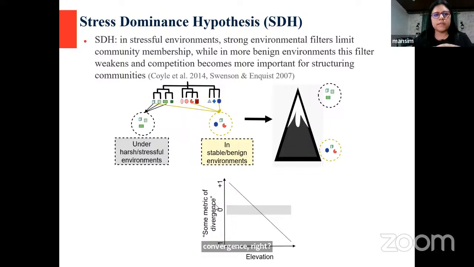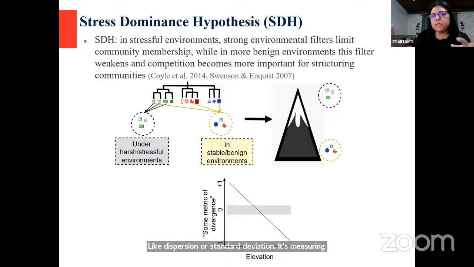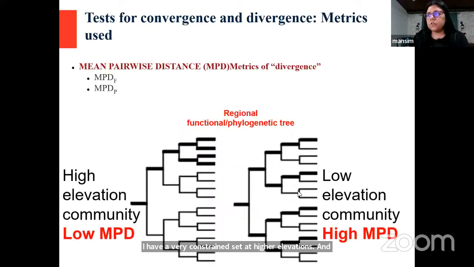And this metric essentially measures something like dispersion or standard deviation. It's measuring the spread of values. So if beak size is my functional trait, then that spread of values is decreasing with elevation. I have a very constrained set at higher elevations. And again, if I think of phylogenetic diversity, then it should look something like this. So your high elevation community will have these highlighted clades, which are a small dispersion. The branch lengths are from a selected region of the phylogenetic tree. And in a low elevation community, you will have one species from each clade. So your sum of all branch lengths will be high. So you will have high divergence.